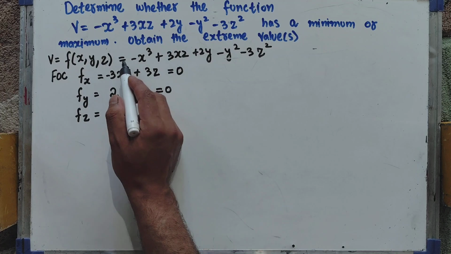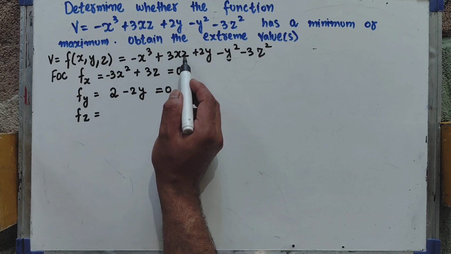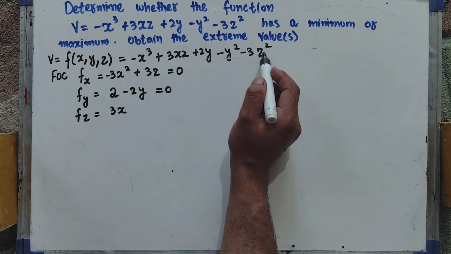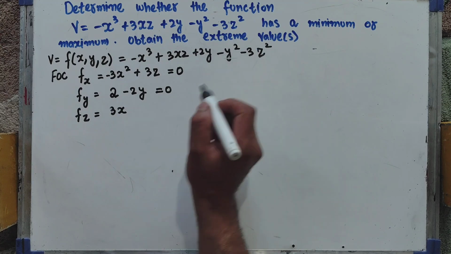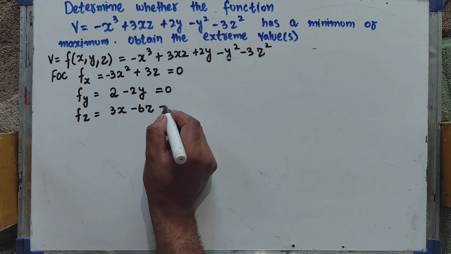Likewise, we take f subscript z, differentiating partially with respect to z. The derivative of z in the second term is 1, so we are left with 3x, and we have z in the last term, the derivative of z square is 2z, so 2 into minus 3 is minus 6z, and we set it equal to 0.